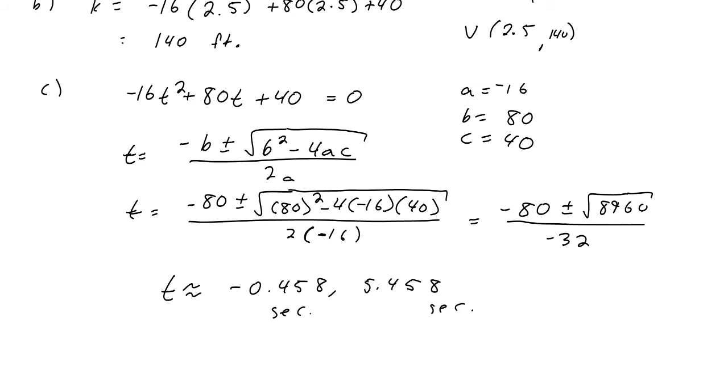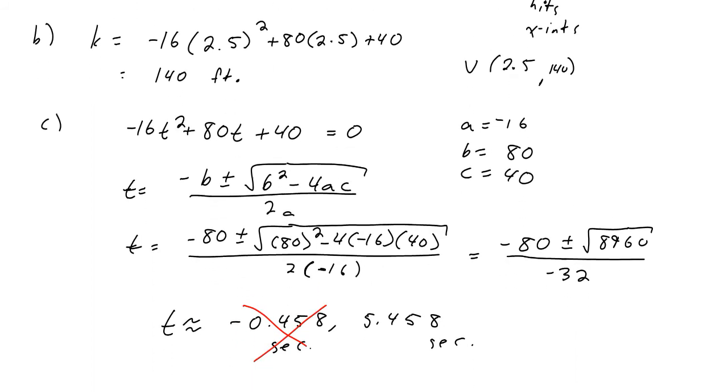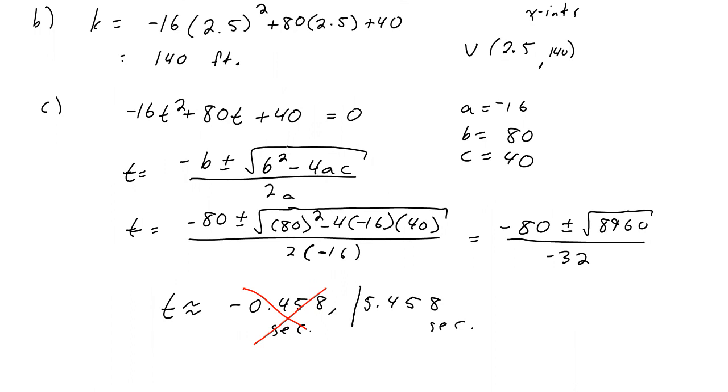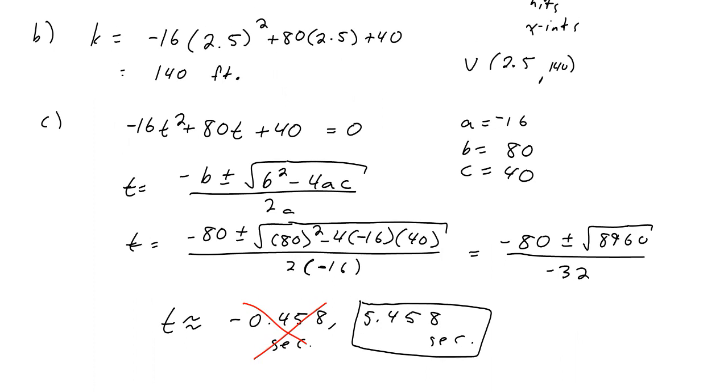Now this is where I said our domain needs to be restricted because we cannot have negative time. Negative time does not make any sense. So when does it hit the ground? That is going to be 5.458 seconds. That is the answer to part C.